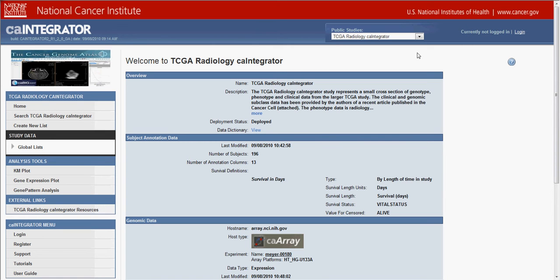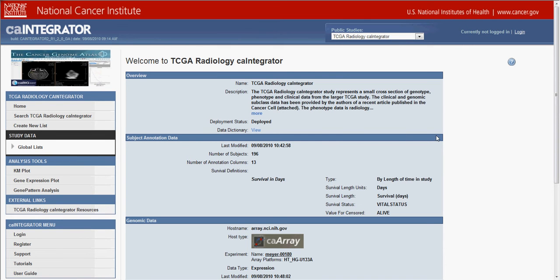The study that I chose is the TCGA Radiology C Integrator. It's captured in the NCI instance of C Integrator. It's made available to the public, which means anybody can access and explore the data associated with a particular study without login.